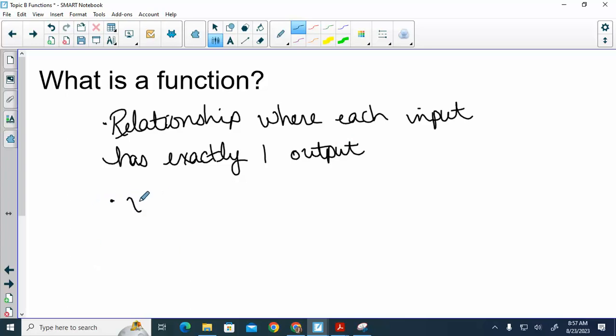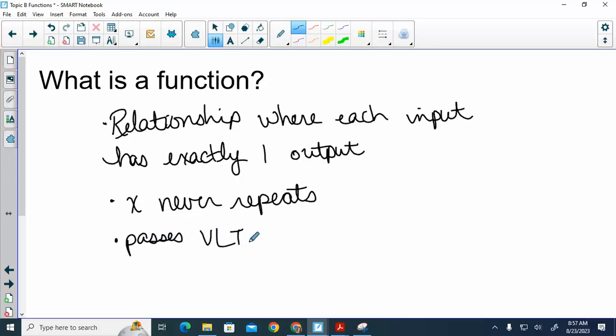In terms of our equations, that means x never repeats if you're looking at a set of ordered pairs. If you're looking at a graph, that means it passes the vertical line test. So basically, when you do it, you get one answer and only one answer every single time. You can't get multiple things out.